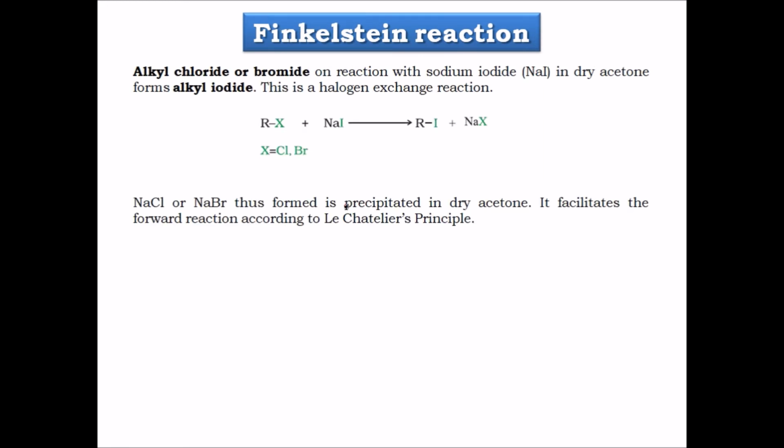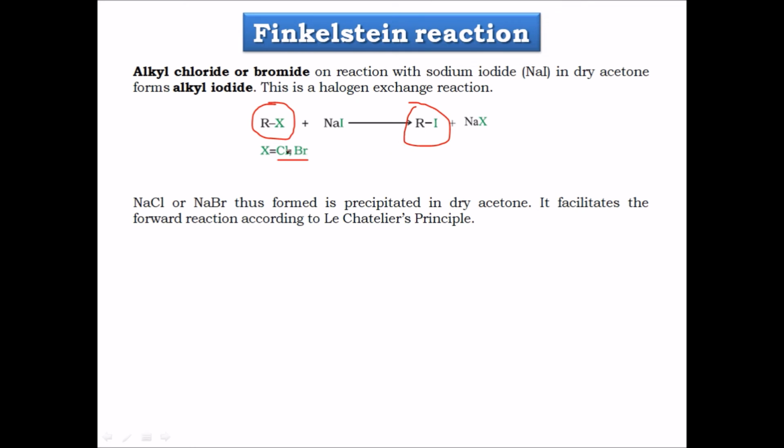The next reactions, from here onwards, are under haloalkanes and haloarenes, and these two reactions, Finkelstein and Swarts reactions, are preparations for haloalkanes. Let's take the first reaction now, the Finkelstein reaction. The Finkelstein reaction is the conversion of alkyl chloride or bromide into alkyl iodide. So we start with the alkyl halide and prepare alkyl iodide in particular.